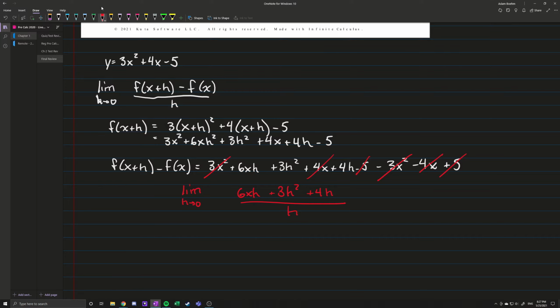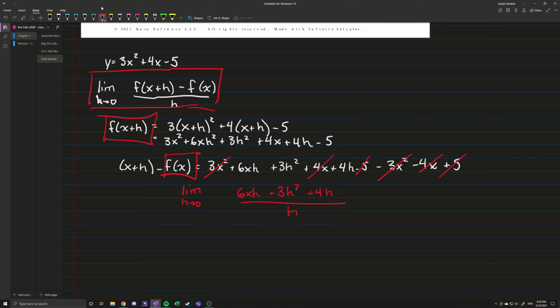Okay, so the setup is really just this definition, right? So long as we're able to find f of x plus h, and then subtract f of x, and know how to factor and take limits, then you'll be fine and you're able to take a derivative.